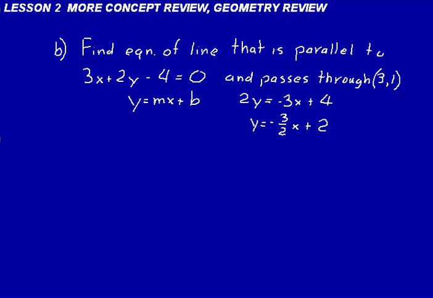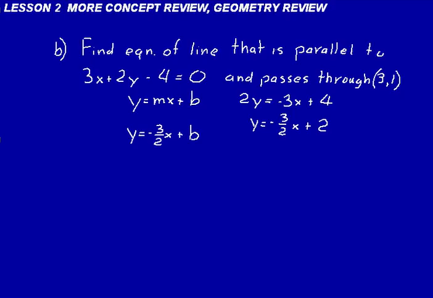Perpendicular lines, their slopes are negative reciprocals of each other. So if we were trying to find the equation of a line that's perpendicular to this one, its slope would be positive 2/3. But we're finding the line that's parallel to this one. Their slopes are the same. So in our standard form, we can just say y equals negative 3/2 times x plus b.